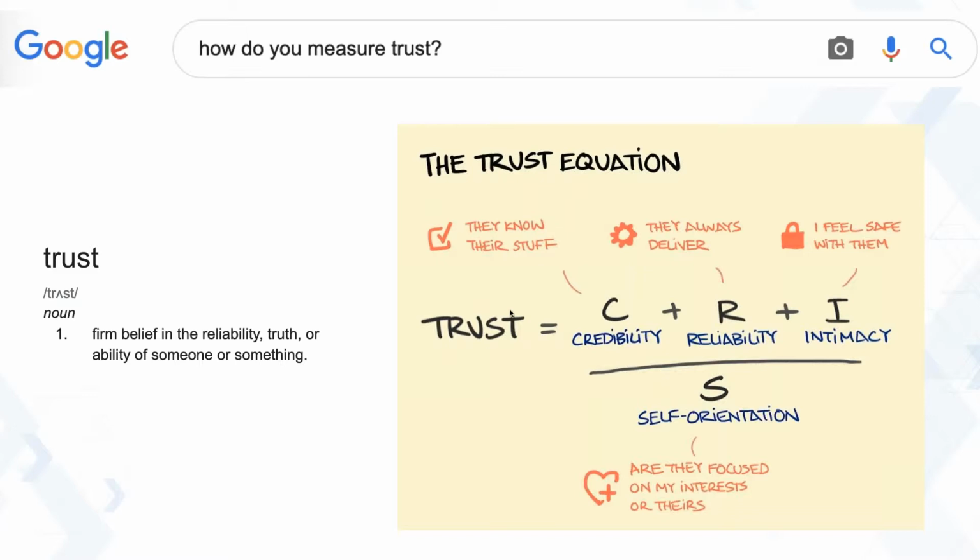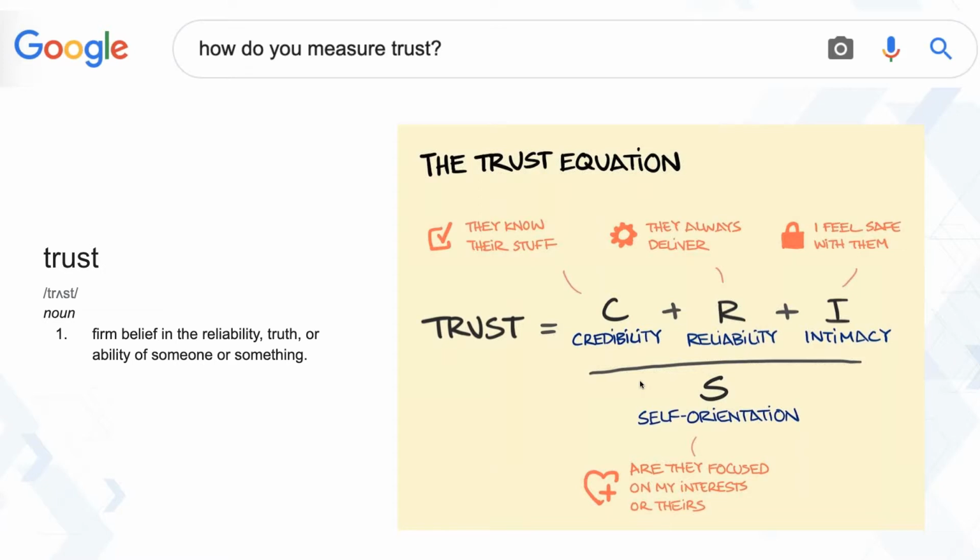So if we look at this equation, if you Google trust, this is what it says. How do you measure trust? Trust equals credibility plus reliability plus intimacy divided by self-orientation. So this is a great formula. Credibility, do they know their stuff? Reliability, do they always deliver? Can I rely on them? And intimacy, I will feel safe with them.